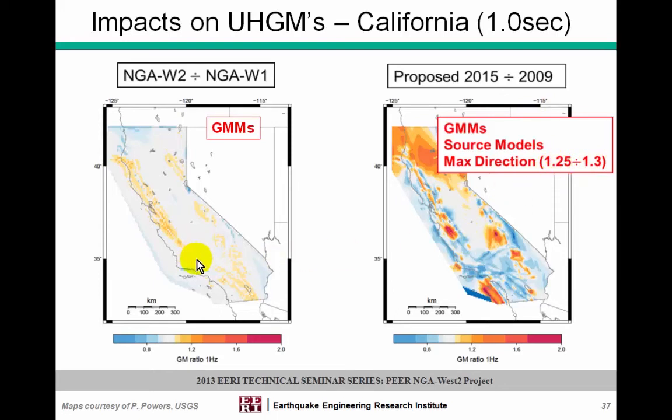And you can see here the NGA West 2 by itself has, around big faults, a 10, 15, maybe in some places 20% increase. Relative to the changes in uniform hazard ground motion that you're seeing from all the impacts, these three and the source models included, here you're starting to see places that are going down by more than 20% in some places and going up by more than 20% in others.